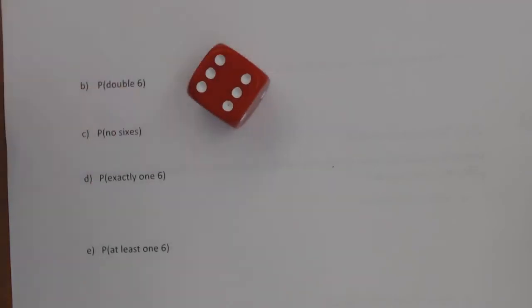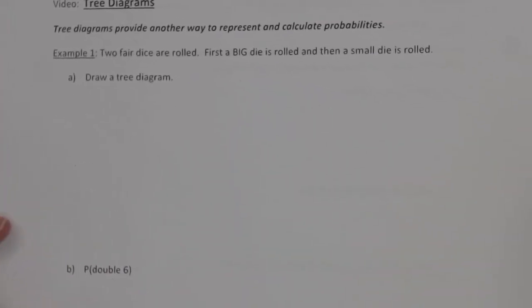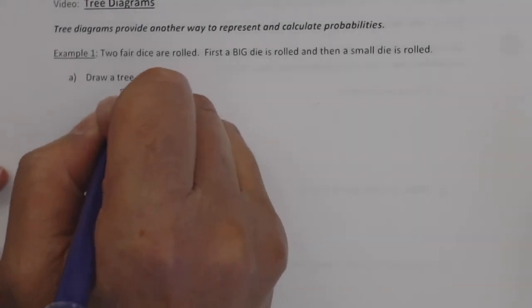We're working with double sixes, no sixes, exactly 1 six. So we're looking for either a 6 to come up or no 6s to come up, which are the other sides. So we're going to base our tree diagram on whether or not we can roll a 6 or not. So for our tree diagram, we're going to start with the big die. Remember that big die.